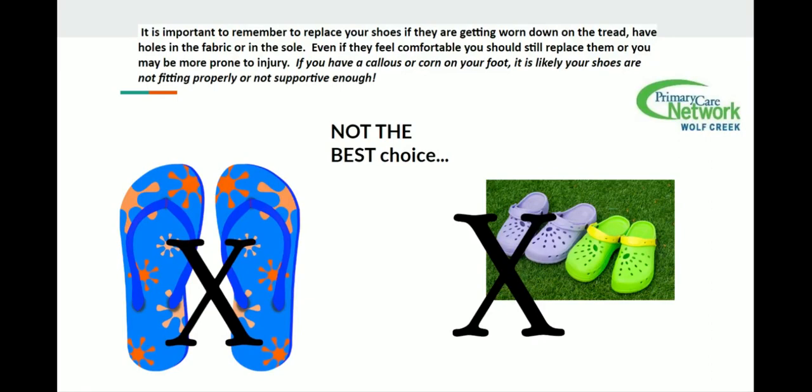And remember, it is very important to replace your shoes if they're getting worn down on the tread or if there are holes in the fabric or in the sole. Even if they do feel comfortable, you should still replace them or you may be prone to injuries, okay? Also, if you do have a callus or corn on your foot, it is very likely your shoes are not fitting properly and not supporting you enough.